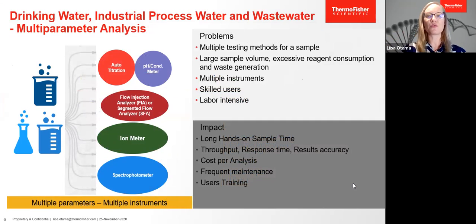I think this slide rather well summarizes the main problems that we see when we work with environmental customers. When you want to do multiple parameters, you most likely need multiple instruments, so multiple testing methods for each sample. A large sample volume is required and the reagent consumption is rather high with significant waste generation. Multiple instruments, skilled users required, and of course, these are labor and time consuming.